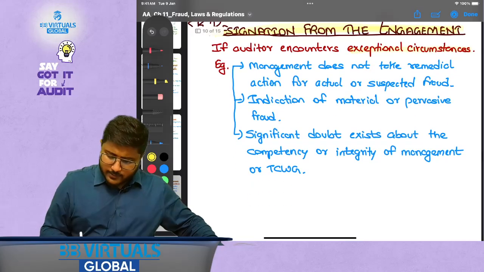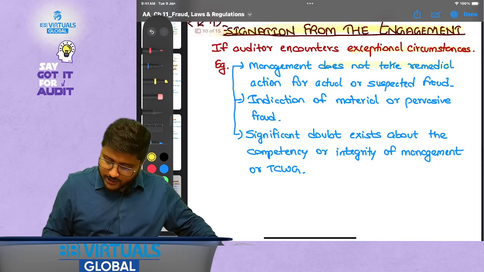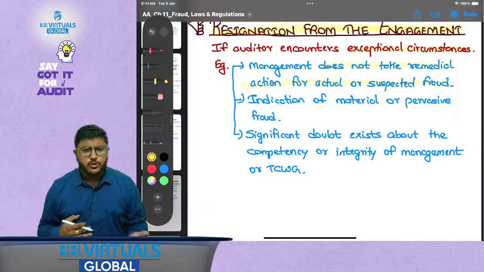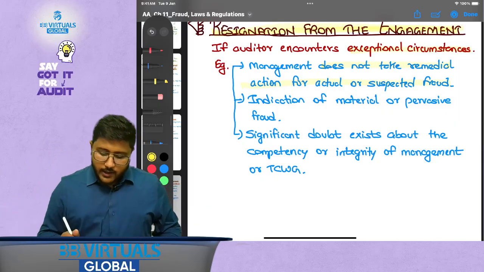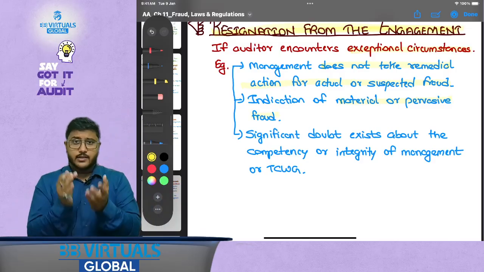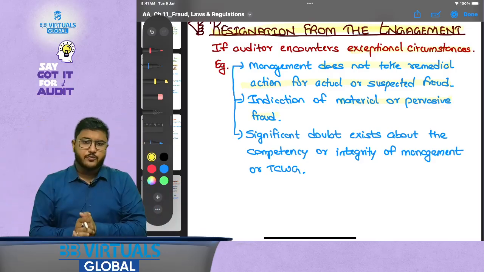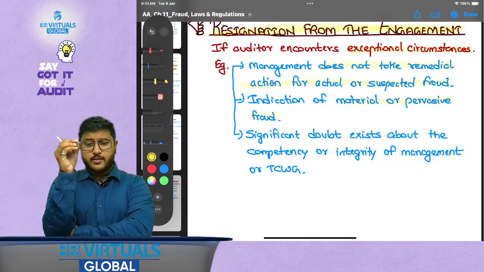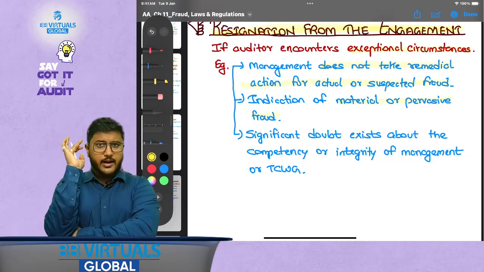So what are those exceptional circumstances? Management does not take remedial action for actual or suspected fraud, that is, there has been a fraud or there is a suspected fraud, management is not ready to take any action, then you can go. Indication of material or pervasive fraud. There's an indication of material, that is significant and pervasive fraud, which affects multiple items of the financial statements. Still management is not able to act, or even if management is taking the action, it has affected multiple items of the financial statements.